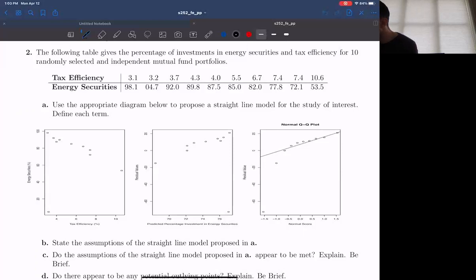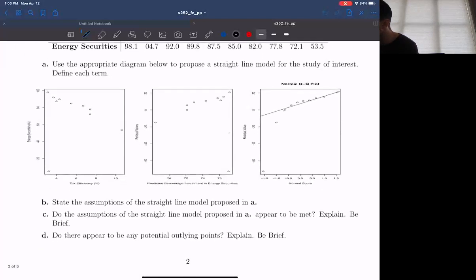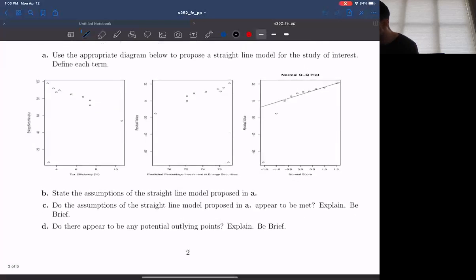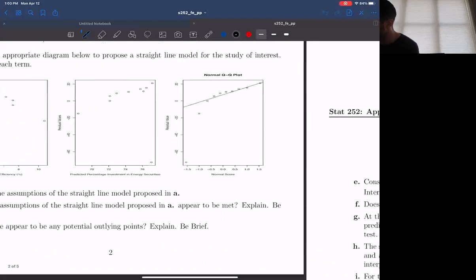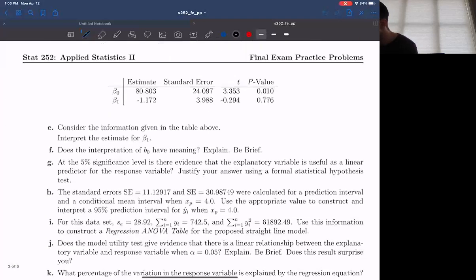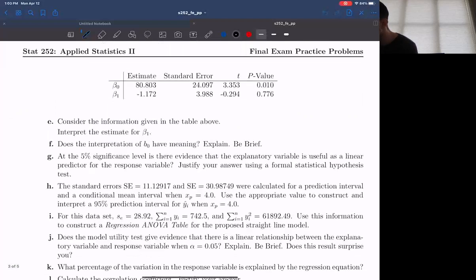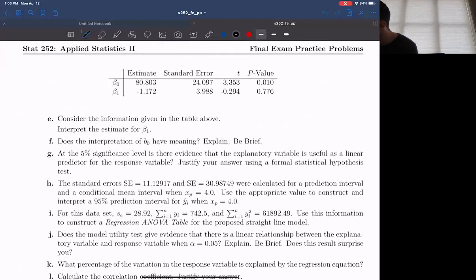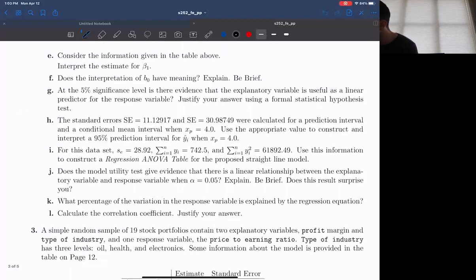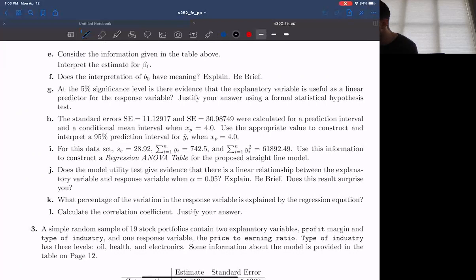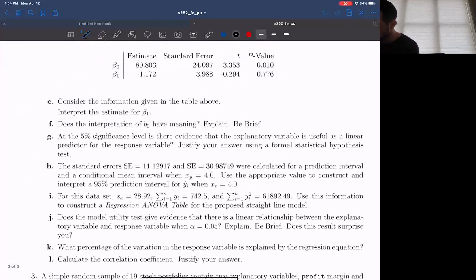So question 2 says the following table gives the percentage of investments in energy securities and tax efficiency for 10 randomly selected and independent mutual fund portfolios. Use the appropriate diagram below to propose a straight line model for the study of interest. State the assumptions. Do the assumptions appear to be met? 2E. Consider the table. Interpret the estimate. Does the interpretation have meaning? At the 5% level, is there evidence that the explanatory variable is useful? The standard errors were calculated for the prediction. Okay. For this data set, oh, this is a good one. Okay, yeah, we can do this.